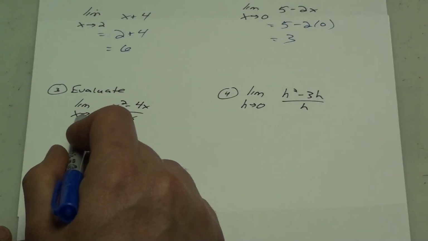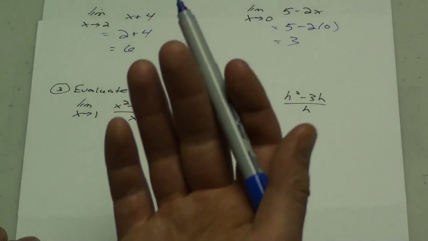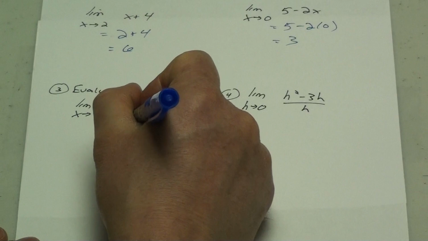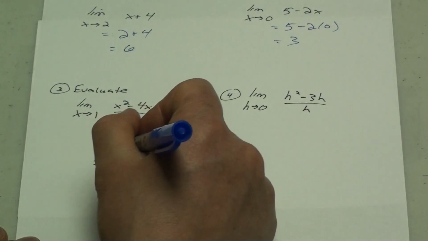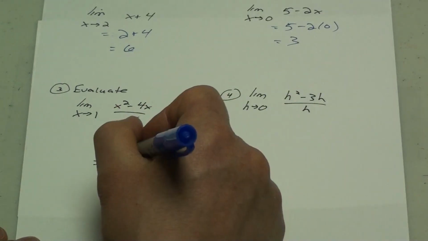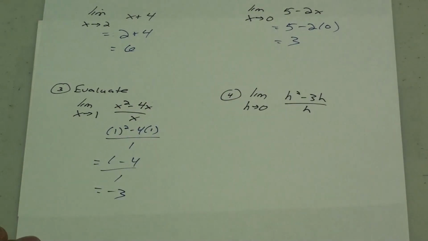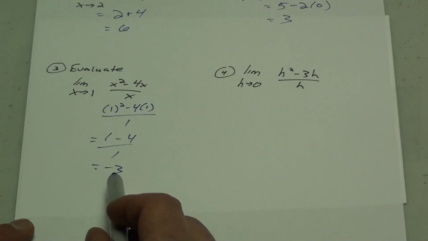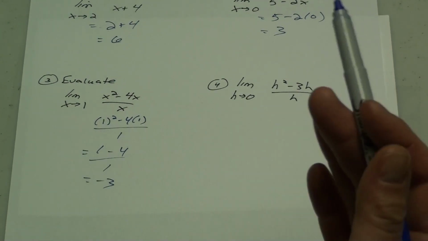Limit as x approaches 1. Okay, again, just put the 1 in. We're going to pretend it's going to be really close. So we're going to have 1 squared minus 4 times 1 divided by 1. Okay, 1 squared is just 1. Subtract 4 divided by 1. That's going to just give me negative 3. So as x gets really, really close to 1, the equation is going to get really, really close to negative 3.